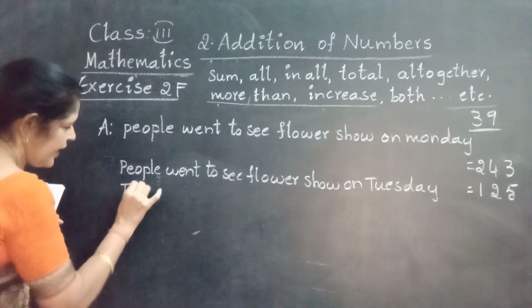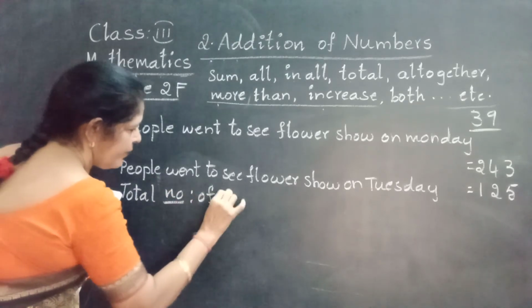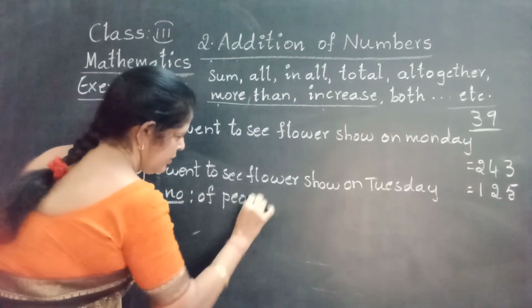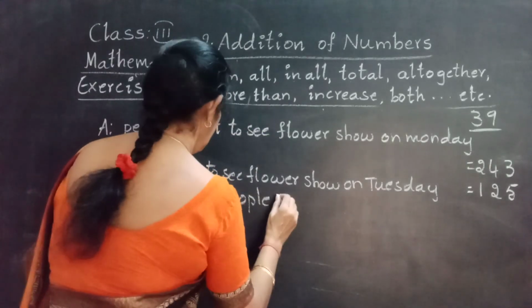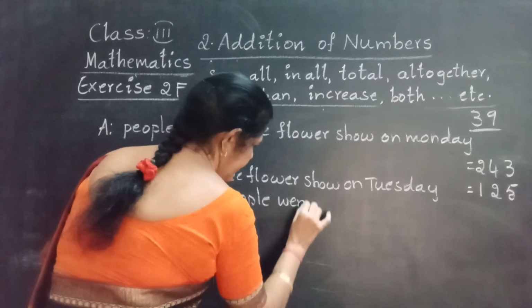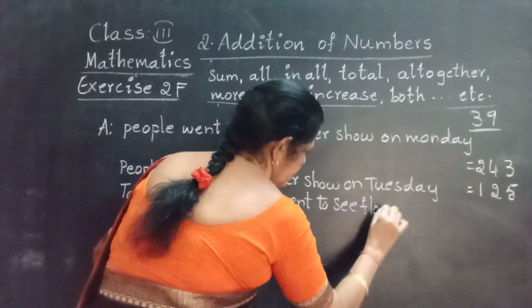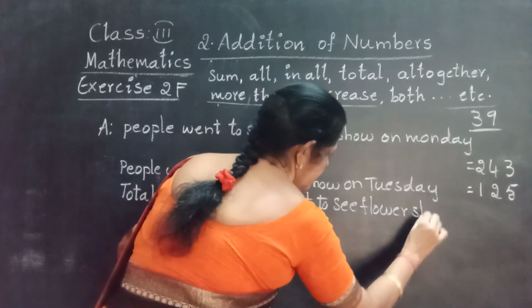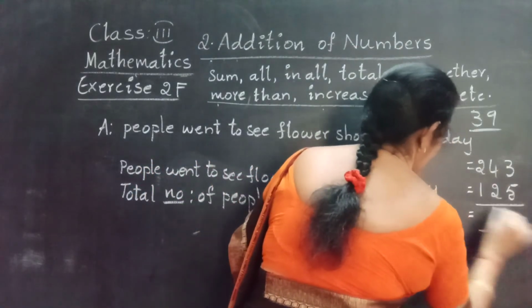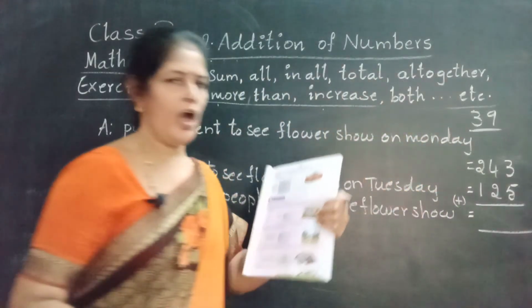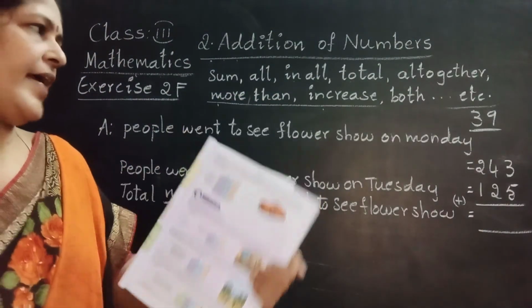Next, total number of people. Simply you are writing: total number of people went to see flower show. Okay, now find the total. Put the symbol plus. You also complete in your textbook and find the total and write.